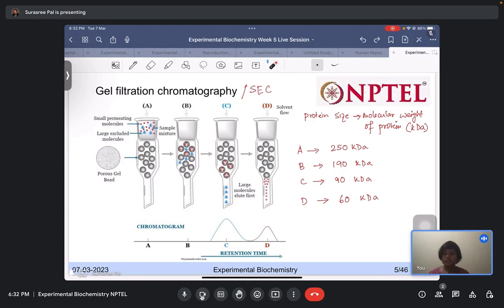Large molecules will have smaller retention time, so they will come out earlier, like A and B. But as we pass more and more buffer through it, the small molecules will also start to come out. So C, which has a 90 kilodalton weight, will come out first, followed by D, which has a lesser molecular weight than C. Smaller molecules have higher retention time, so they remain more time in the column and elute later. This is the principle of gel filtration chromatography.